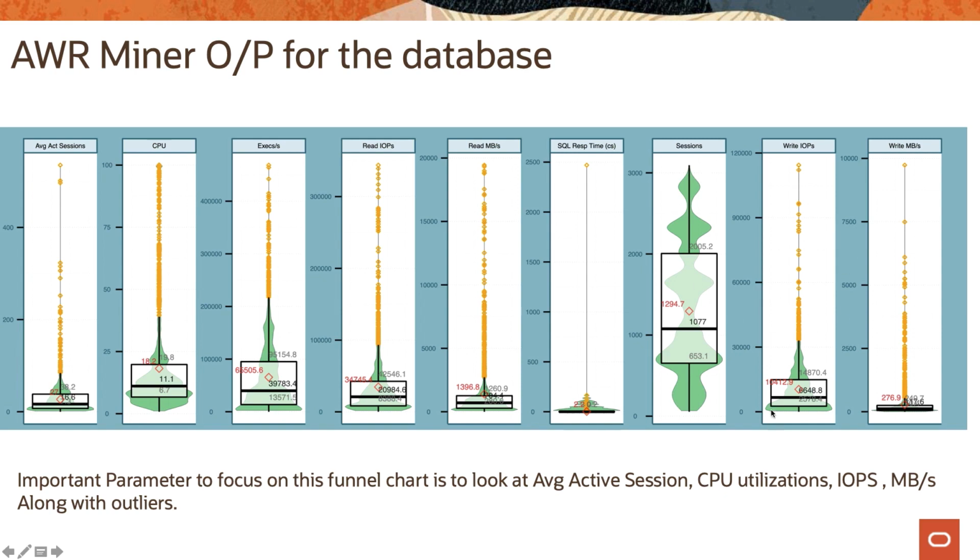The write IOPS is shown here, that is roughly 30,000 write IOPS on an average, but it is reaching up to 120,000. Write MB per second is roughly 277 MB per second, but safely you can assume at least 2.5 GB per second on an average. So important parameters are average active sessions, CPU utilization, IOPS, and MB per second, along with the outliers here.